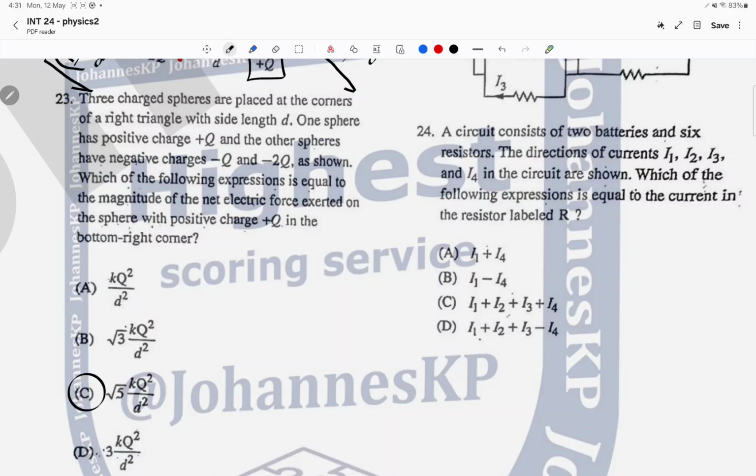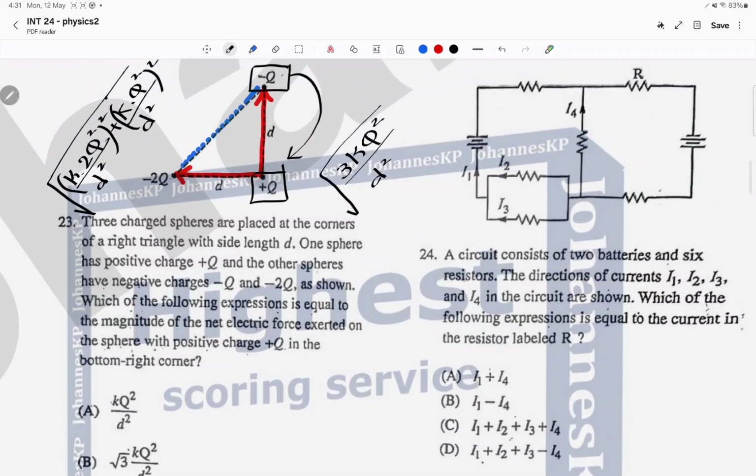Okay. Very good. I'm glad we fixed that together. Okay, so this has to be 5. It's Q squared, K squared Q^4 over D^4. And if you square root that, you get root of 5 K Q squared over D squared.